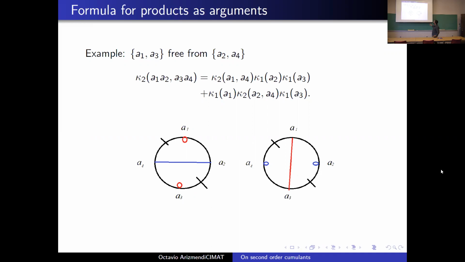This should be A1, A3. I also had the same problem as Jamie with the indices, because I also did this yesterday night.